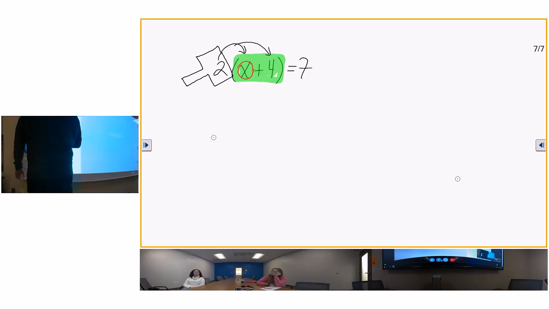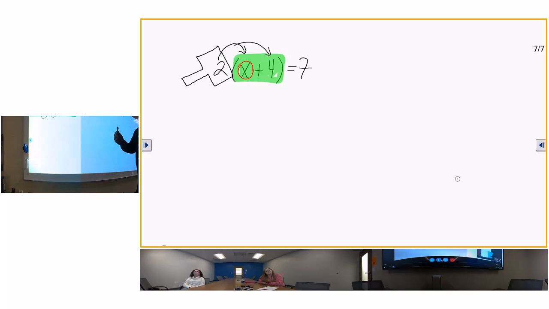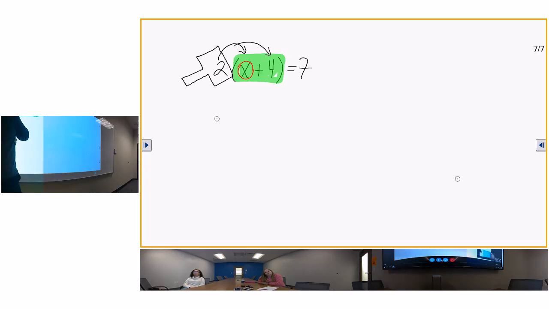Now, I realize some of y'all invented the distributive law and y'all invented algebra, okay? I know that some of y'all know this stuff, but there are some people that don't, okay? So you just play with your phone or whatever.